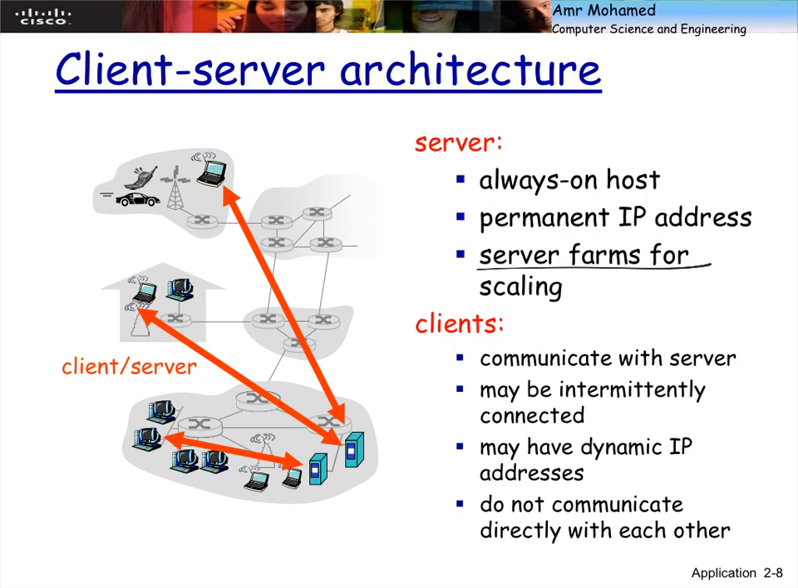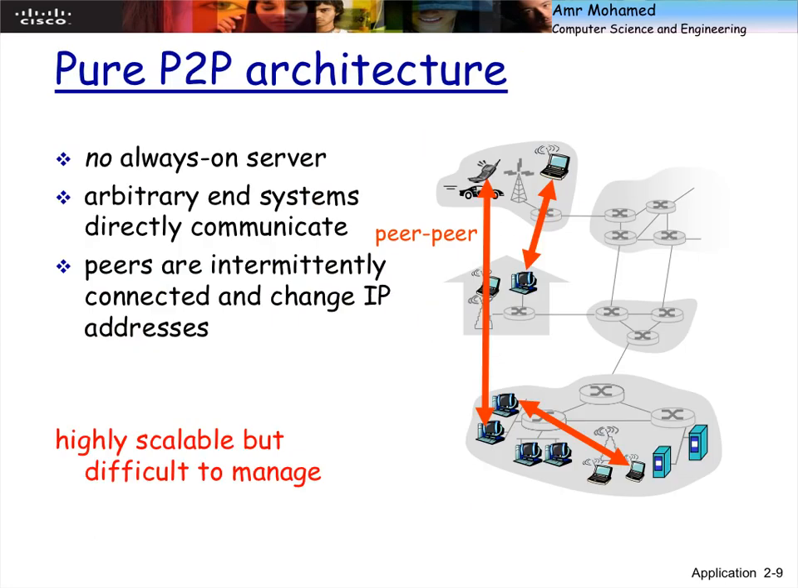It may have a dynamic IP address, of course, so most of the clients use a dynamic IP address through DHCP, and they do not communicate directly with each other. Usually, there is no client-to-client communication. Otherwise, this is another architecture, which is peer-to-peer. Right? So the clients do not communicate with each other.